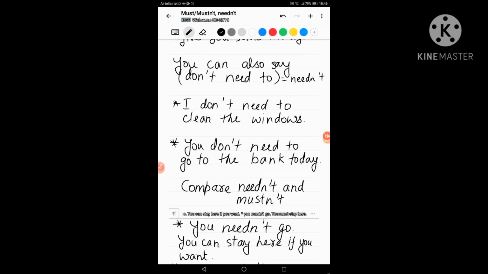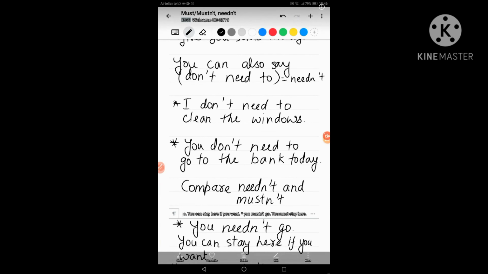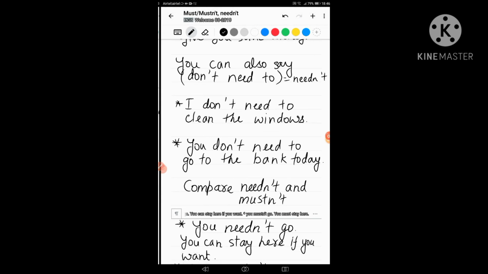So you can also say don't need to. Instead of needn't, you could say don't need to. For example, I don't need to clean the windows. You don't need to go to the bank today. Fine, I don't need to clean the windows. You don't need to go to the bank.